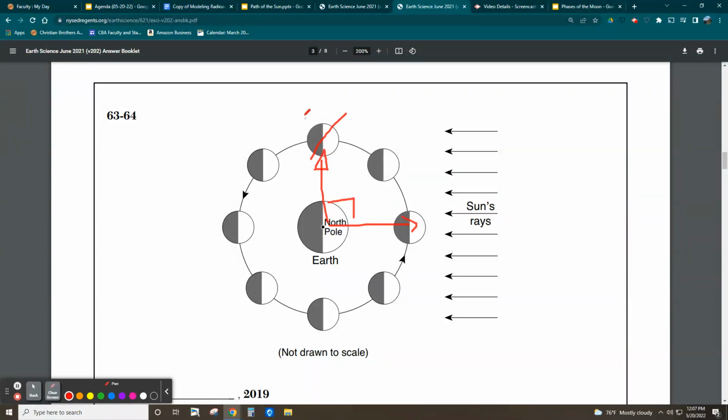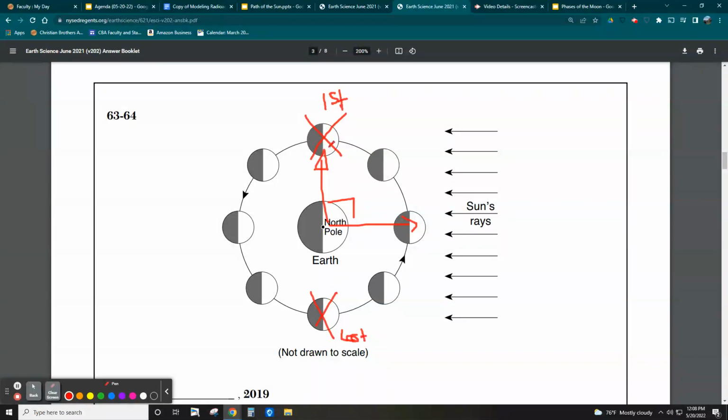And so it's going to be right here at the first quarter moon. And it's also going to be right here at the last quarter moon, because it's the exact same thing, right angle counterbalancing each other. So you have to X out this moon phase and this moon phase.